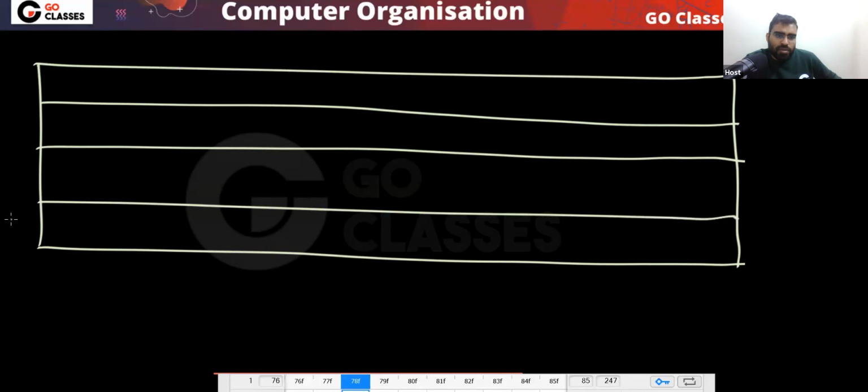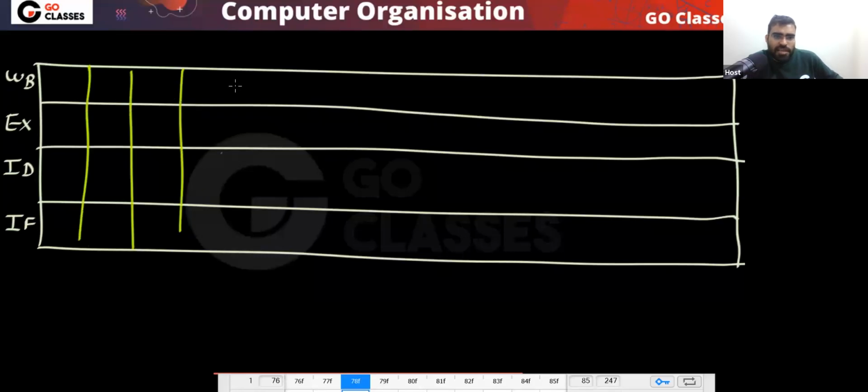In this diagram, I just write the stages. I don't write the instructions. I write the stages: instruction fetch stage, instruction decode stage, execution stage, and WB stage. I personally create this diagram to solve any GATE question, any pipeline question. Just to explain the concepts, I created the other type of diagram, but this is the diagram you can use.